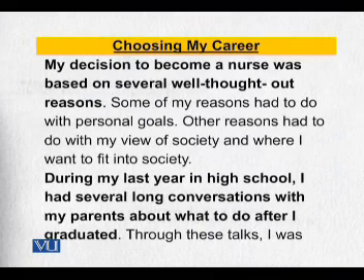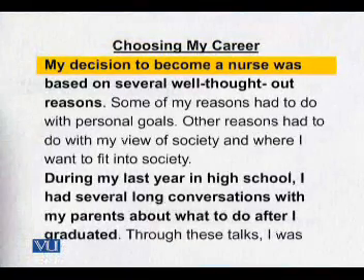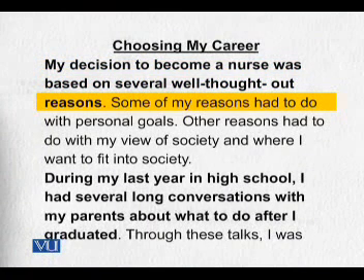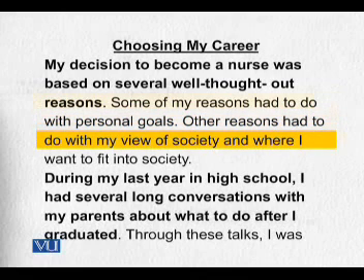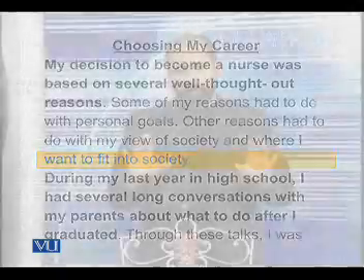Now, you can see 1, 2, 3, and 4 paragraphs. 4 paragraphs means one is opening, the last one is the concluding paragraph. Inside, 2 paragraphs, one is cause and second is effect. So this is how this composition is constructed. You can see the first paragraph. My decision to become a nurse was based on several well thought out reasons. This is the topic sentence. And some of my reasons had to do with personal goals. Other reasons had to do with my view of society and where I want to fit into society. Now, this is how the opening is there.